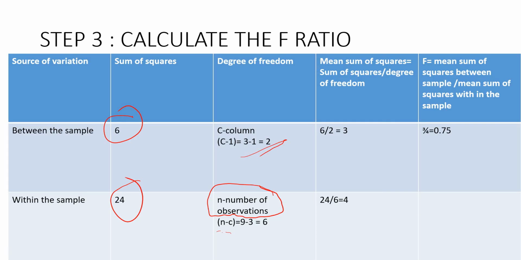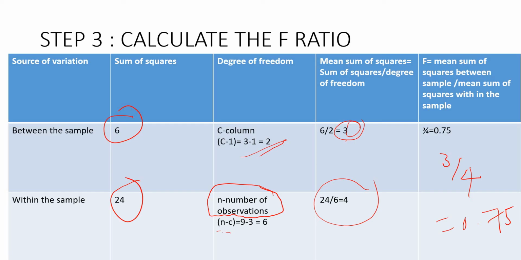Then mean sum of squares means sum of squares divided by degrees of freedom. Here the sum of squares is 6 and the degree of freedom is 2, so this is 3. Then 24 divided by 6 is 4. Then the F ratio is the mean sum of squares between the samples divided by the mean sum of squares within the samples. Between the samples it is 3 and within the samples it is 4. So 3 by 4 is 0.75. That is known as the F ratio.